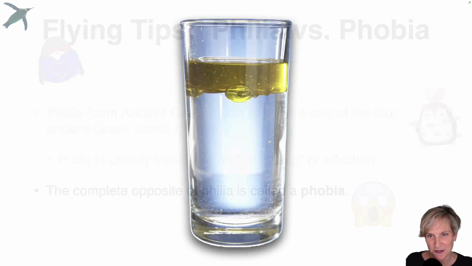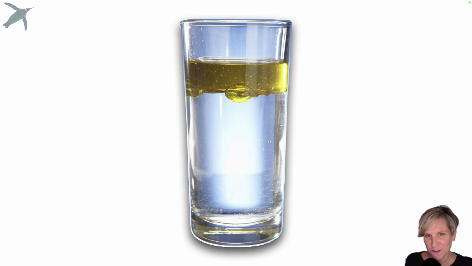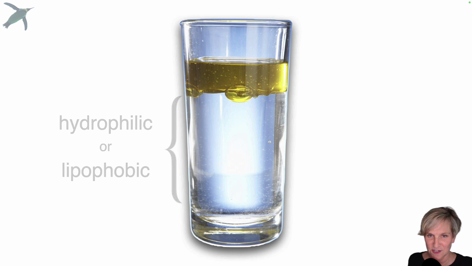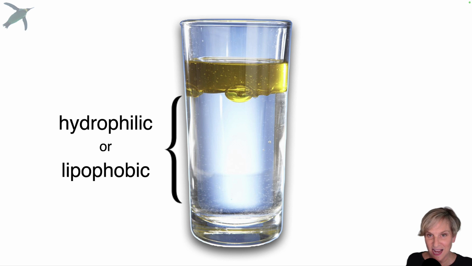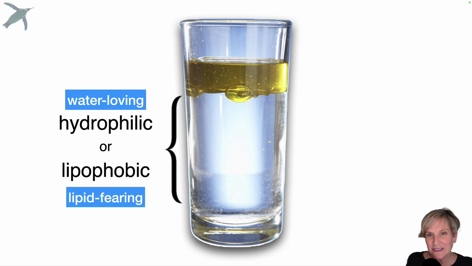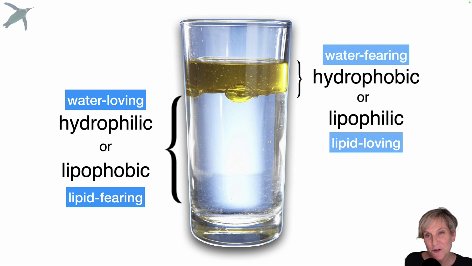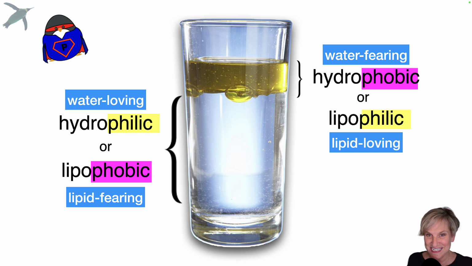That means a fear. So if you have oil in water, and everyone knows that oil and water don't mix, we need to describe these two layers, and we use a couple of different words to do that. That's going to be really important in describing membranes. The water layer is hydrophilic or lipophobic, literally meaning water-loving or lipid-fearing. The oil layer is described as hydrophobic or lipophilic, right? Water-fearing or lipid-loving. Don't let these terms freak you out. Just break them down. Hydro or lipo, are we talking about water or lipids? And then loving or fearing. Okay, pro tip. Keep those straight.